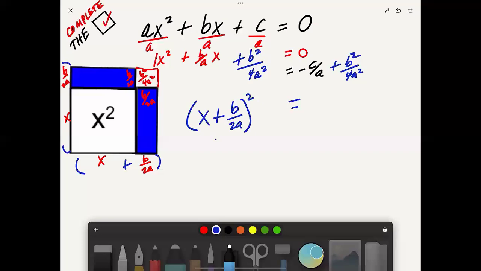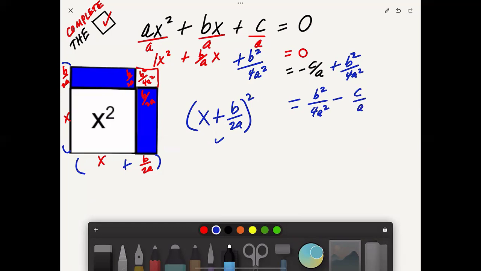So we know we're going to have this. Now, I'm going to do a little bit of algebra over here. I'm going to rearrange these. So I'm going to put this as b squared over 4a squared first, and then I'm going to do minus c over a.